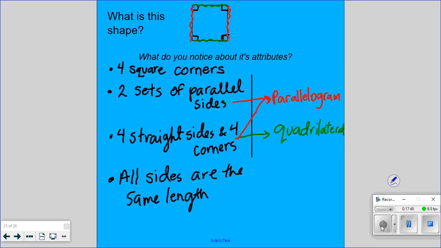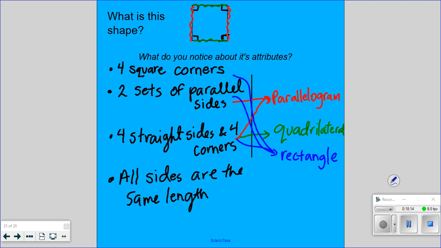It's also a rectangle. Gwen, what are the rules of a rectangle? Four square corners. Four straight sides. And two sets of parallel lines. Also a rectangle, because it has those three rules.